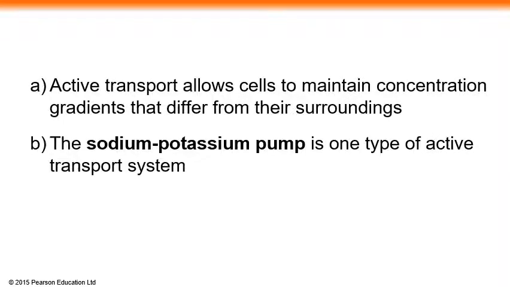Active transport allows cells to maintain concentration gradients that differ from their surroundings. So maybe outside is very low, but inside the cell they keep a very high concentration. The well-known example is the sodium-potassium pump, one type of active transport system for animal cells.